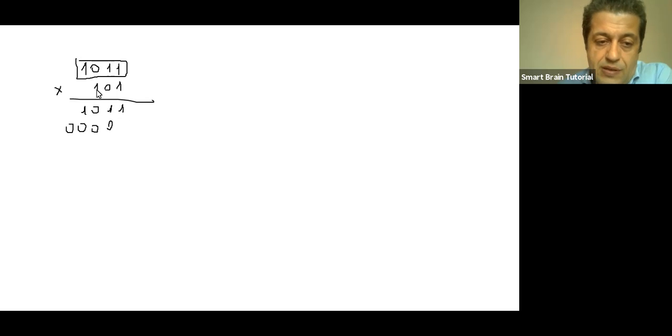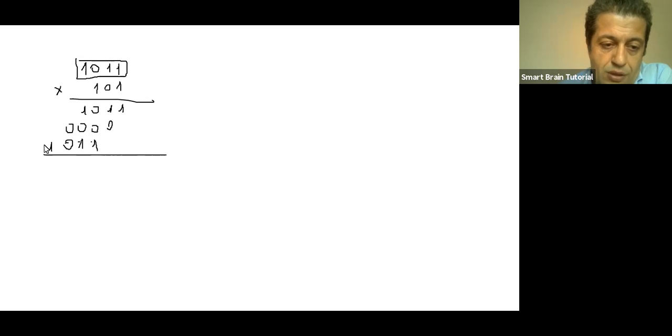Now the third row will start below the third column from the right. So we have to repeat again this number because it is multiplied by 1. I should write four numbers here, and they will be the same as the first number written in the multiplication. So we have again 1, 0, 1, 1.